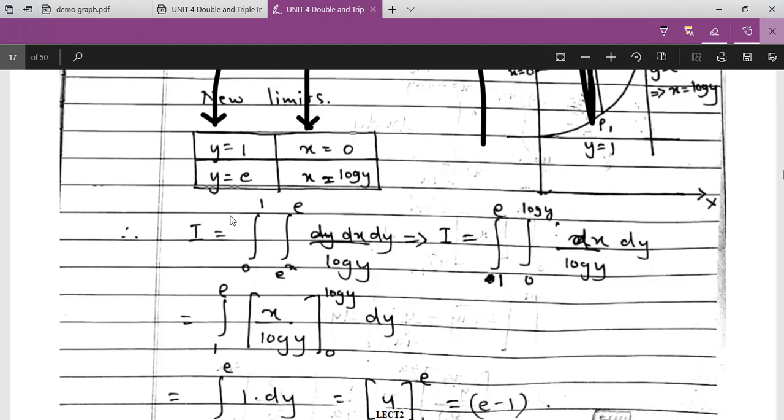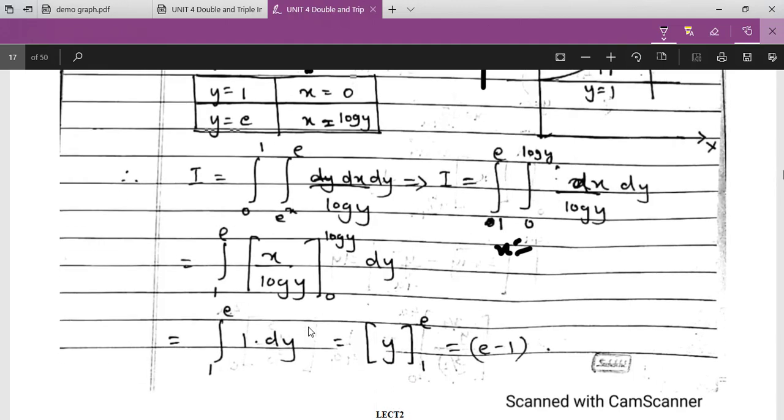So this was your earlier integral, this is your question, and from the new limits I have changed y to x. So this will be of the form x equal to, so I will integrate this first with respect to dx. So this turns out to be x, log y over the limit 0 to log y. After evaluating it, the upper limit turns out to be log y, this gets cancelled, 1 into dy over the limiting values 1 to e.